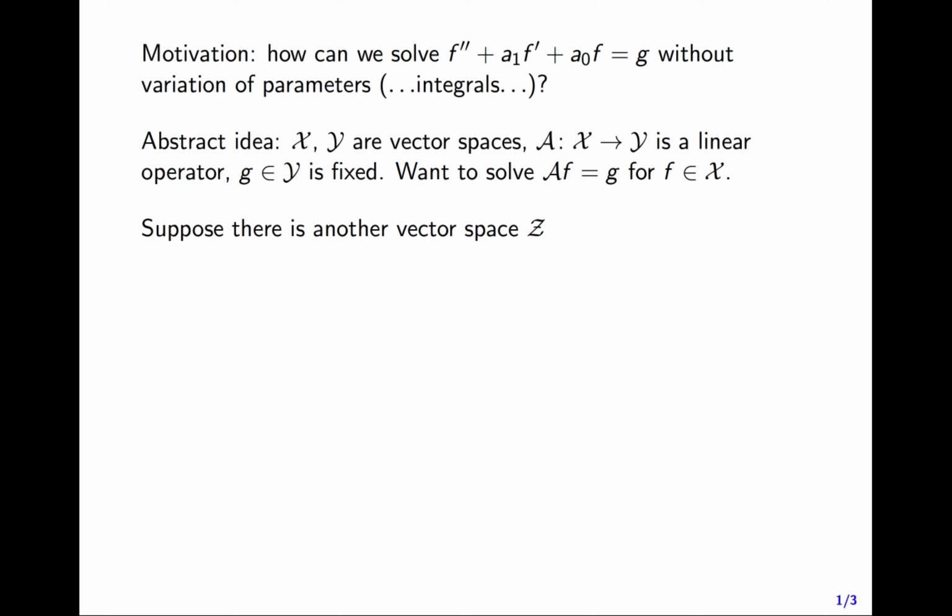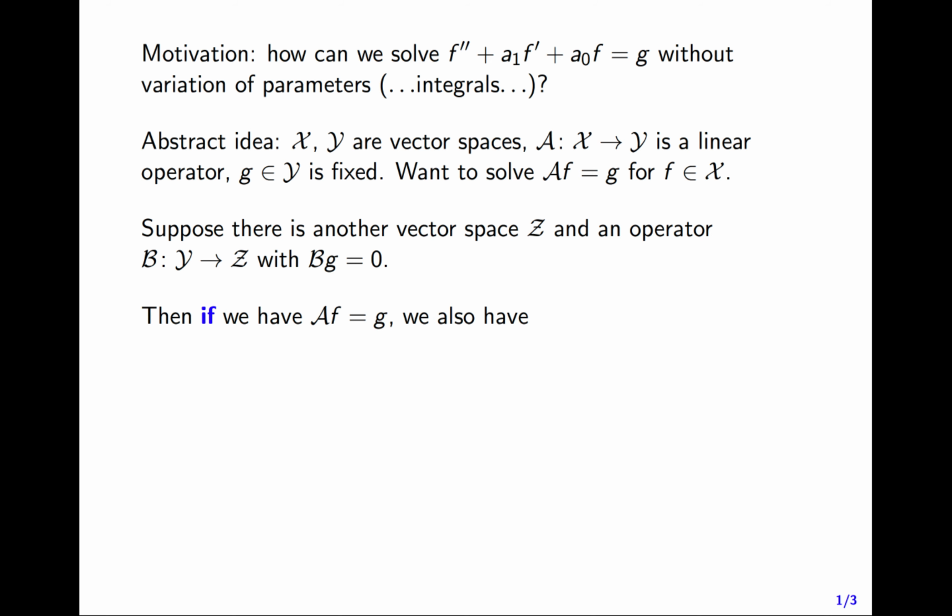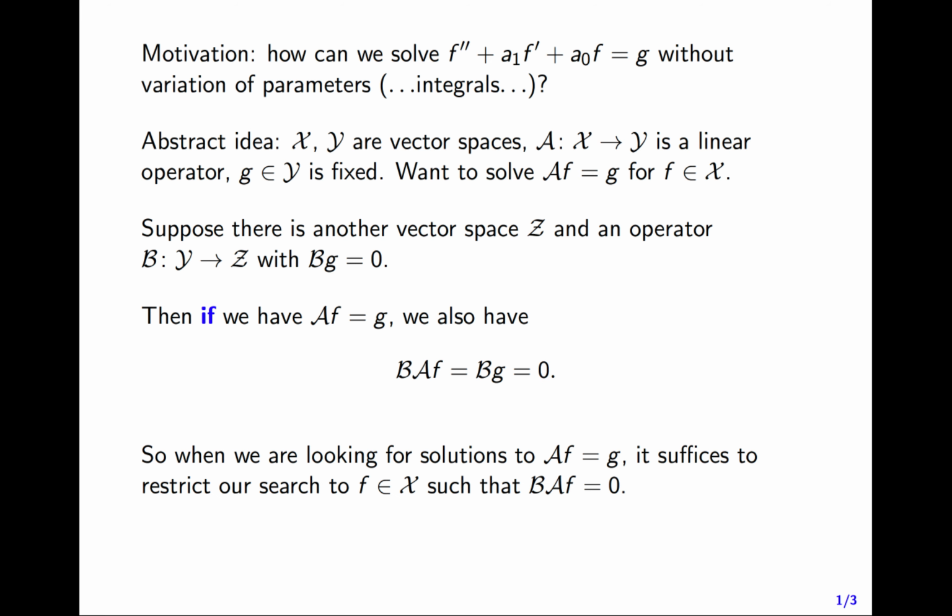There is another vector space Z and an operator B that goes from Y to Z with the property that B g is equal to 0. Then if we are able to solve our original problem A f = g, we also must have B A f = B g = 0. So when we are looking for solutions to our original problem A f = g, it suffices to restrict our search to vectors f in X such that B A f = 0. That is, we are looking for f in the kernel of BA.